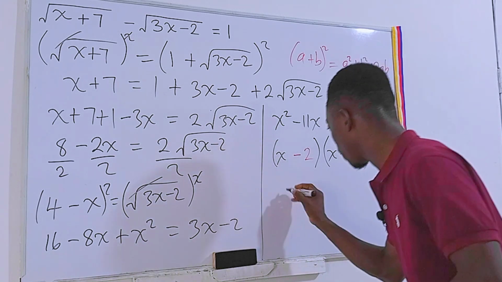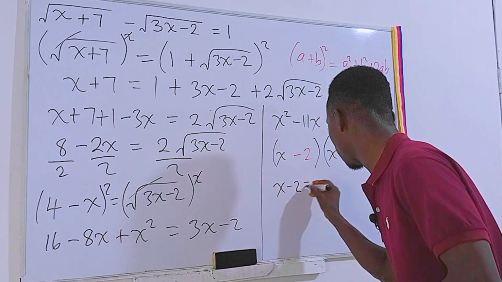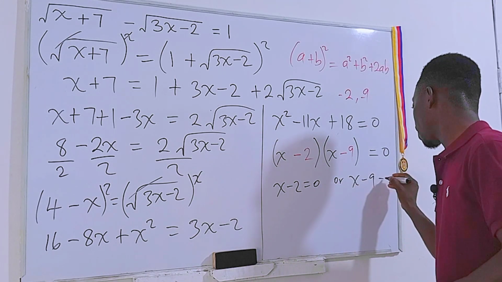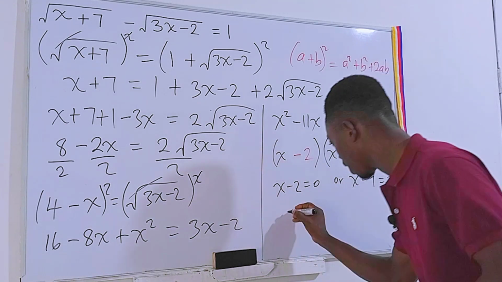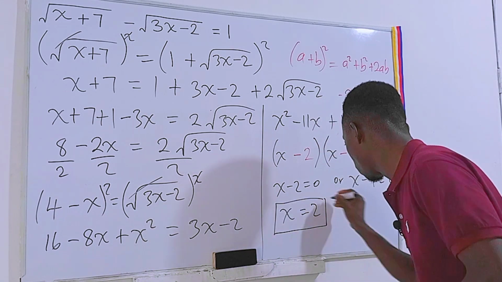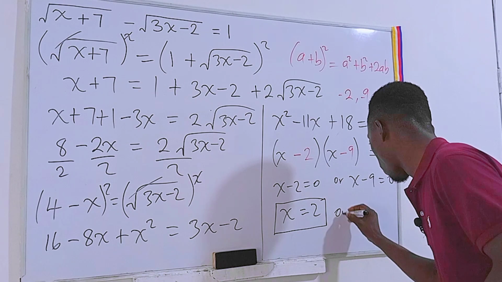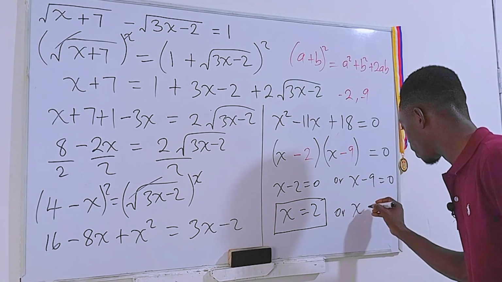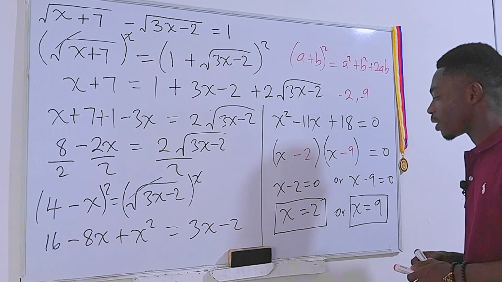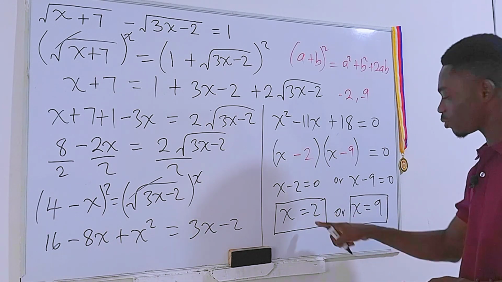Of course, we can say that x minus 2 is equal to 0, or x minus 9 is equal to 0. And in fact, if we add 2 to each side of the equation, we have x is equal to 2, which is one of the solutions. Or here, if we add 9 to each side of the equation, we have x is equal to 9 as well. We have 2 solutions actually, 2 and 9.